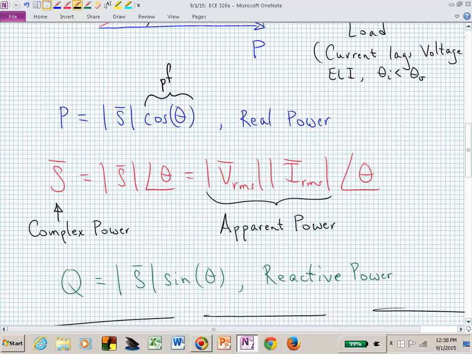Questions on the power triangle? Very powerful tool. I would just start drawing a triangle if somebody gave me some units and some powers, and then I would figure out what all I have as far as the parts.